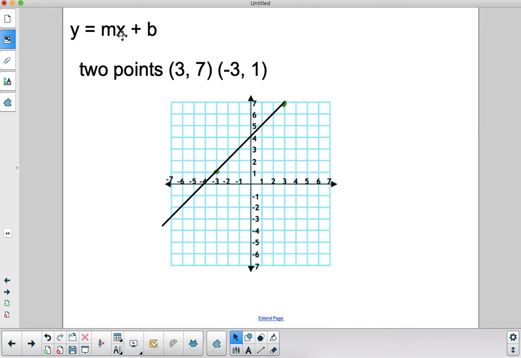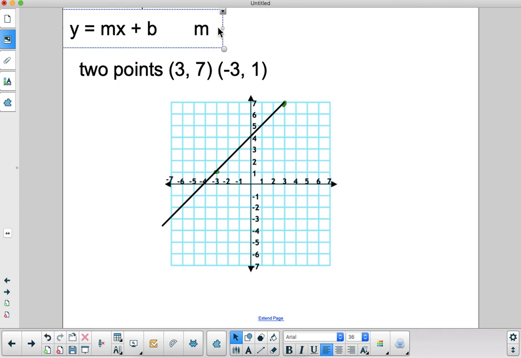Now, in order for us to write our equation y equals mx plus b, we've got to find 2 parts, m and b. And b, just like we talked about, is going to be the point that's on the y-axis. So in this case, our b value is 4. That's our y-intercept. It's where it's going through the y-axis. After that, we have to count the slope.